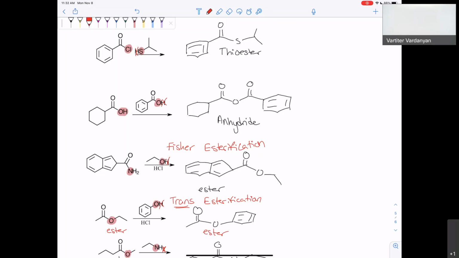Yeah, exactly. It's just hydrolysis, but we use hydrolysis for a lot of different reactions, so it's not worth knowing specifically. But yes, you're correct.